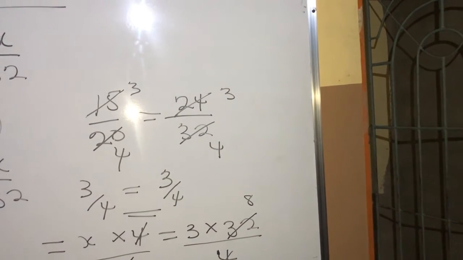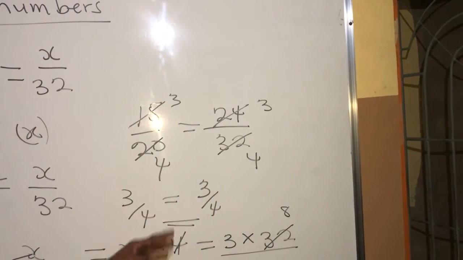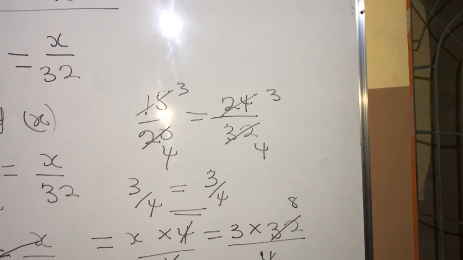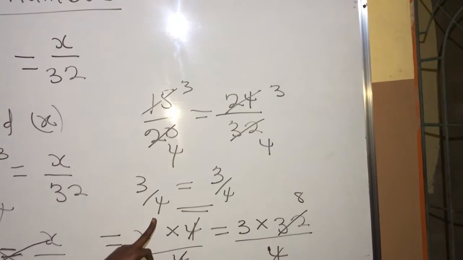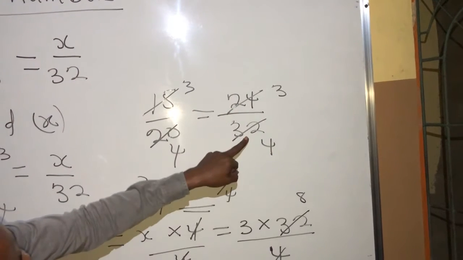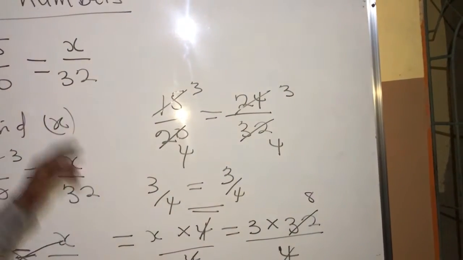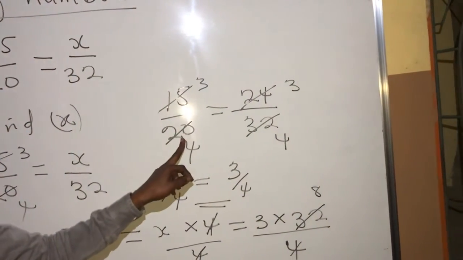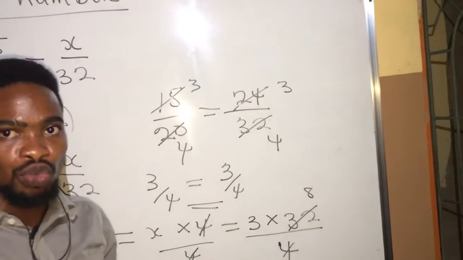This is what you call equivalent ratio. It means the ratio is what? Or they are the same. So 15 out of 20 is the same as 3 out of 4. And 24 out of 32 is the same as 3 out of 4. Therefore, 15 out of 20 equals 24 out of 32.